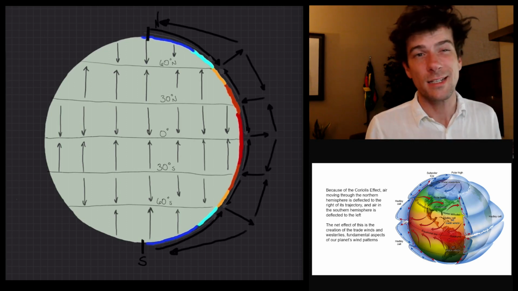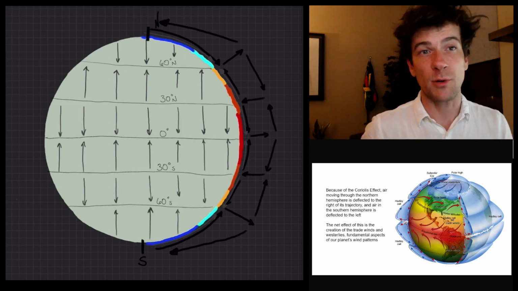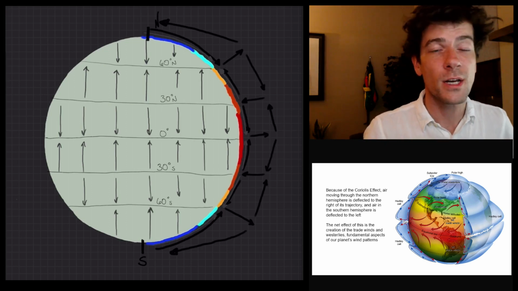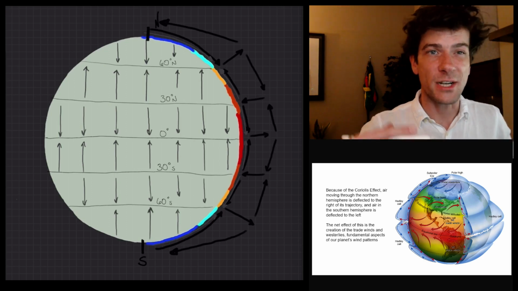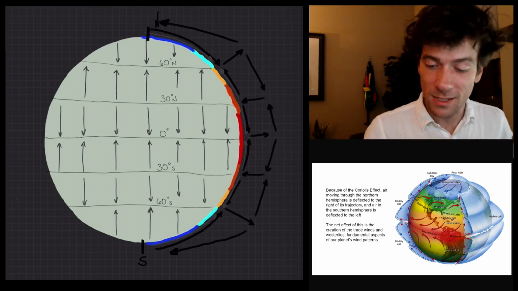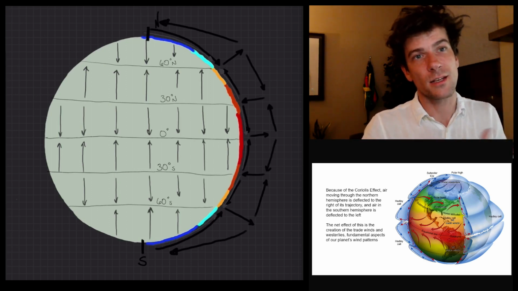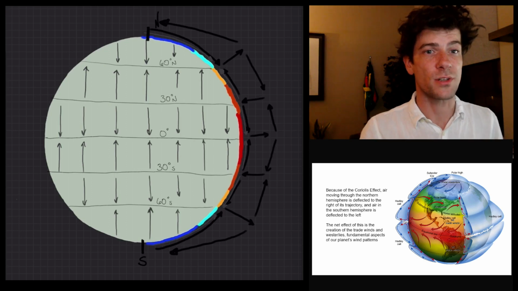That gives rise to the idea of convergence and divergence. The intertropical convergence zone is centered at the equator, roughly. It actually migrates north and south throughout the year because the Earth's axis has a tilt, but that's a concept we get to later. But those are the surface winds without the Coriolis effect.